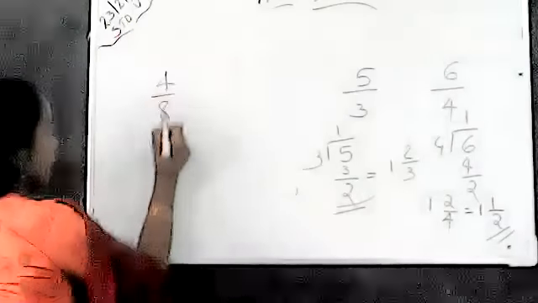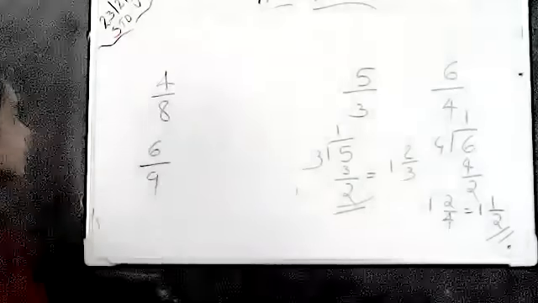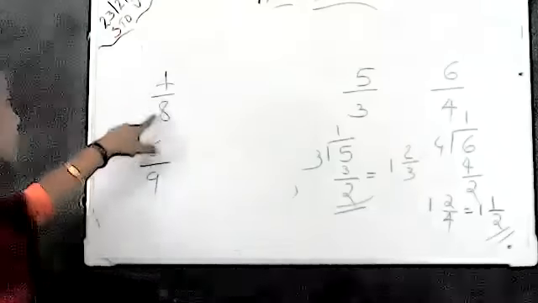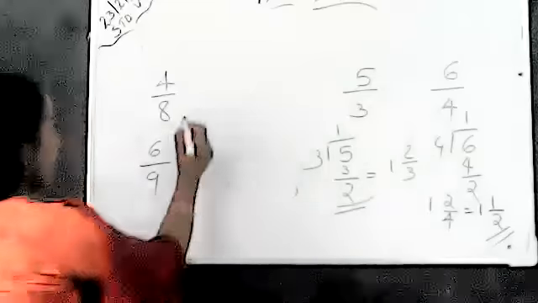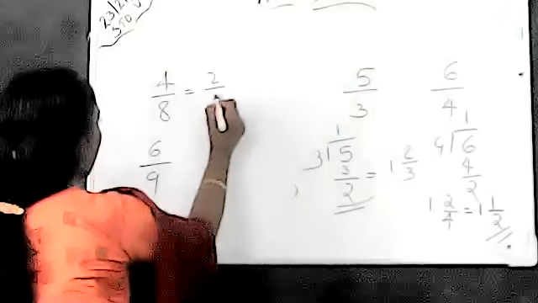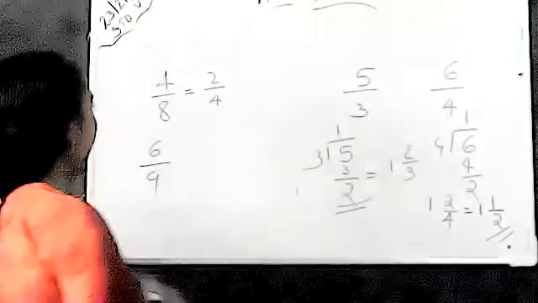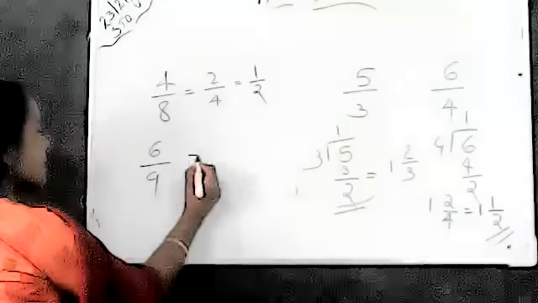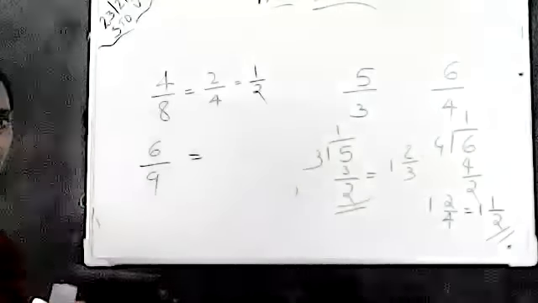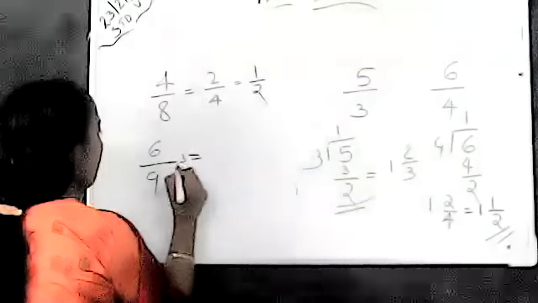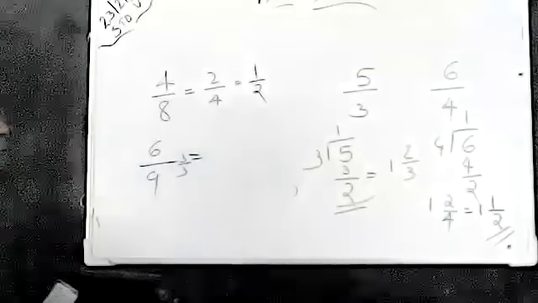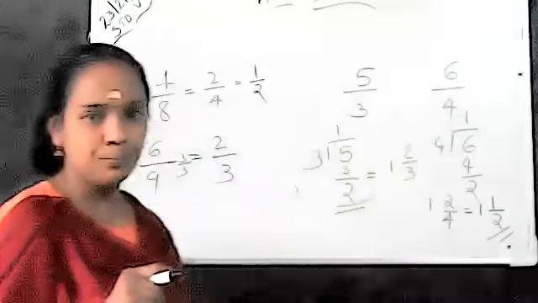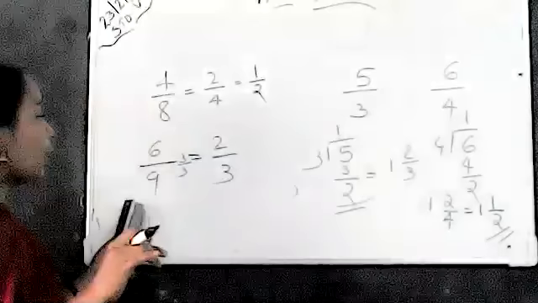4 by 8, 6 by 9. These are the equivalent fractions. 4 and 8 are multiples of 2. How can we simplify 4 by 8? Divide by 2, 2 by 4, again 1 by 2. Okay, 1 by 2. Next one, 6 by 9. How can we divide it? Divide by 3. 6 and 9 are multiples of 3. So 2 by 3.